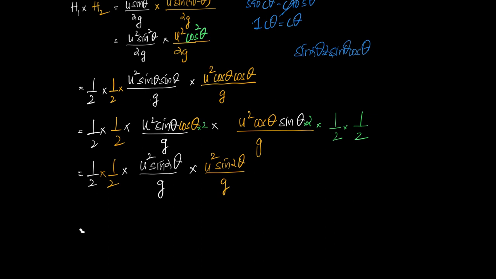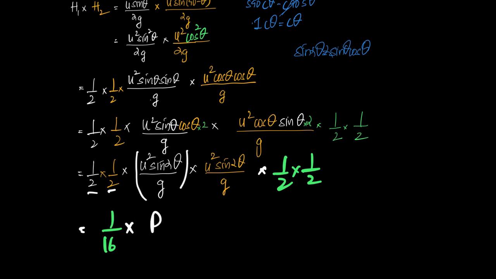So, what do we get? 1 by 2 into 1 by 2 is 1 by 4. Oh, we have into 1 by 2 here. I'm sorry, I skipped that part. It's 1 by 2 into 1 by 2. So, 2 into 2, 4 into 2, 8 into 2 is 16. So, what we get is 1 by 16 into, what is u square sine 2 theta by g?